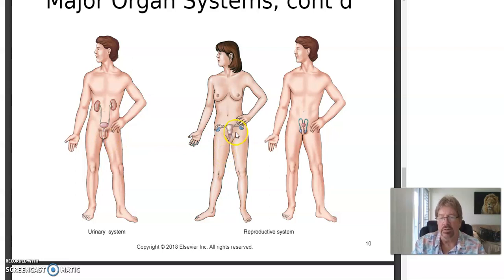Reproductive system. Female, we have the uterus, ovaries, oviducts. Here's the vaginal canal. The male, we have the testes. These are the vas deferens, the tubes that conduct sperm. It goes through the prostate gland. The prostate gland makes up most of the bulk of the seminal fluid. When they get together, if the egg is fertilized successfully, in 9 months we have a new human being.